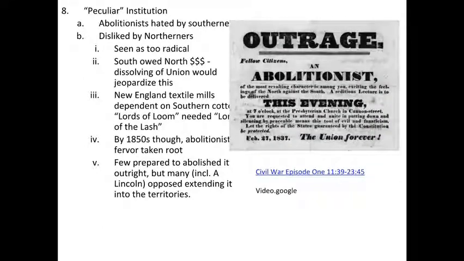And then our last slide is on the peculiar institution. So abolitionists were hated by Southerners. They were disliked by Northerners, seen as too radical. The South owed the North money, and dissolving the Union would jeopardize a lot of what was actually happening. So we're getting to this part where there's a lot of tension between Northern and Southern states.